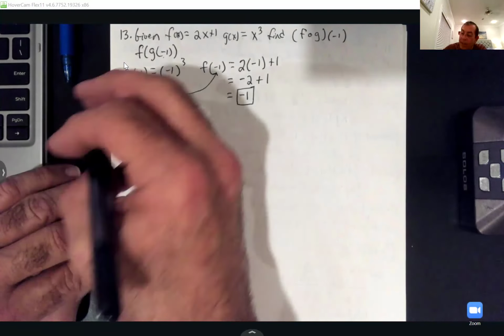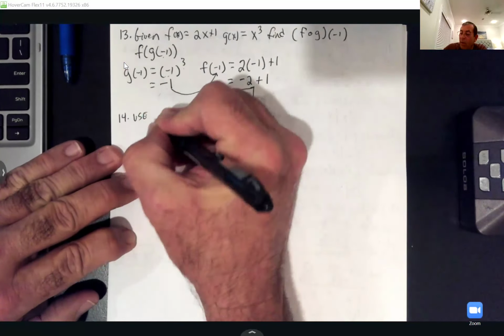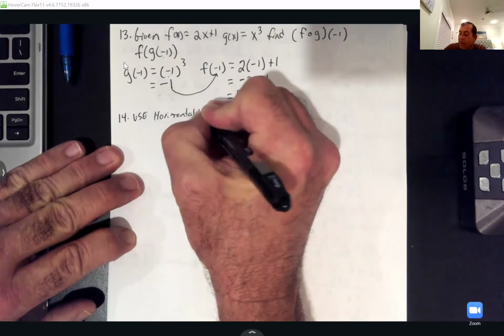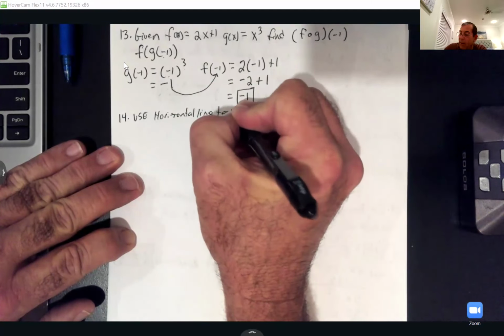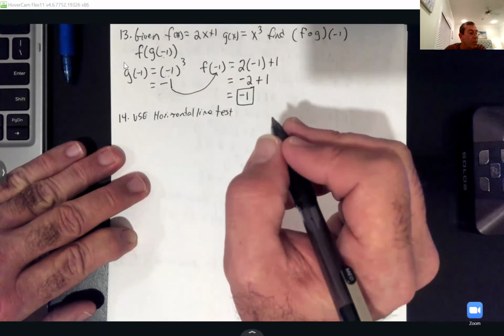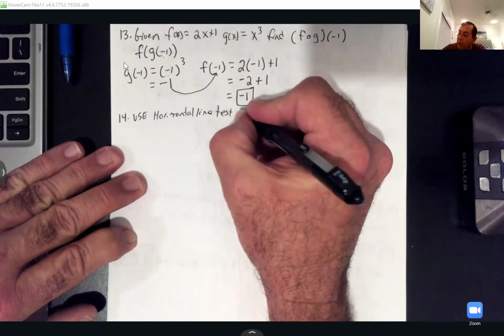All right, 14, use horizontal line test to determine if its function is 1-to-1.